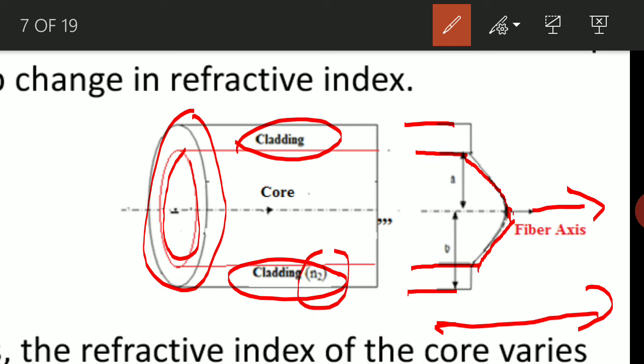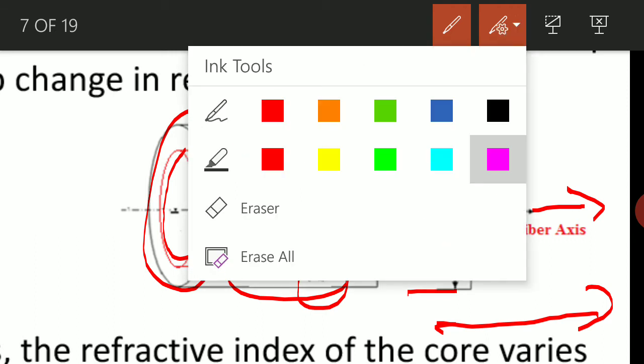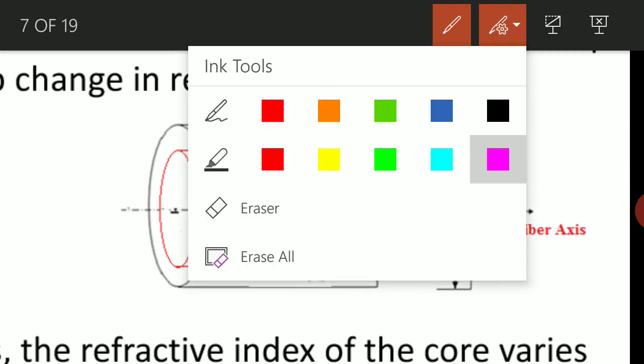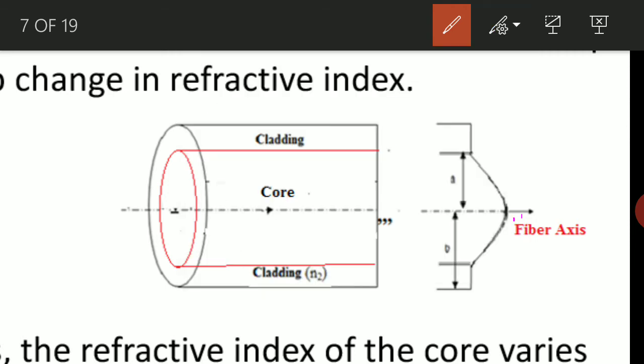It is made up of N2, while the refractive index of the core changes continuously as you move away from the axis of the fiber towards the core cladding interface. So this we can explain once again. From the axis of the fiber, as you move towards the core cladding interface, the refractive index goes on decreasing, but the cladding is made up of uniform refractive index. So this is something regarding the graded index.